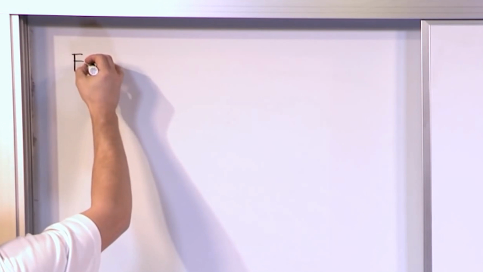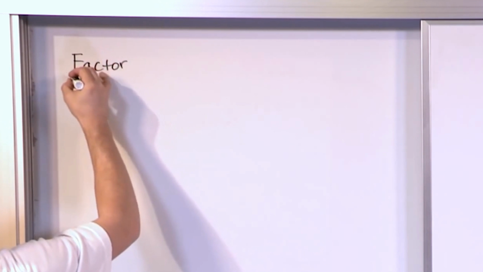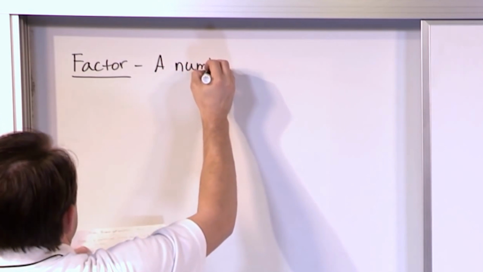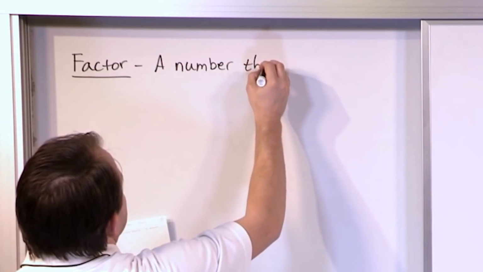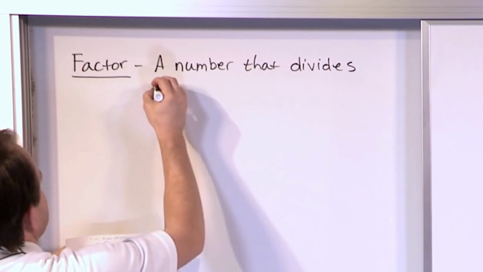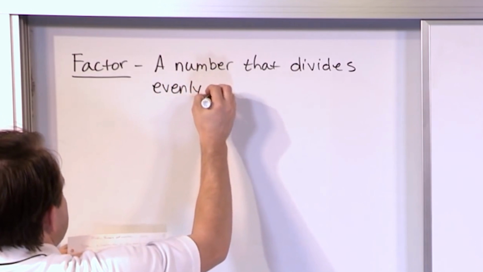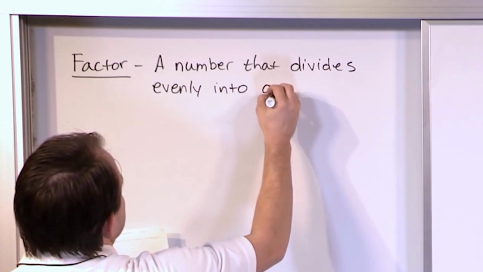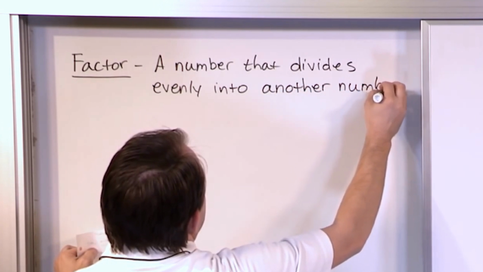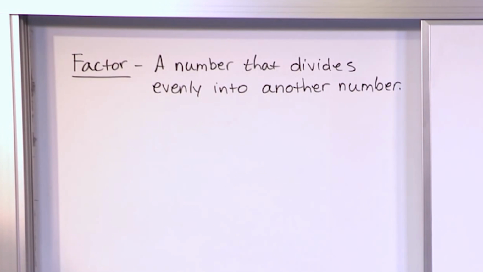So when you talk about the factors of a number, I'll just write a quick definition up here and then we will go on to it. A factor is a number that divides evenly into another number. So literally it's a number that divides evenly into another number.